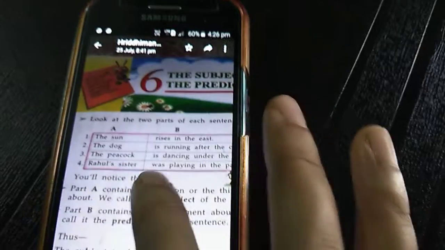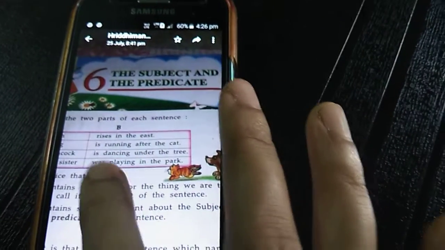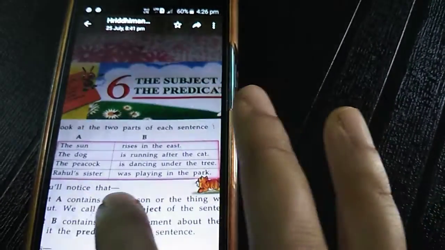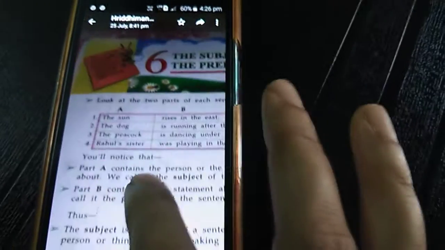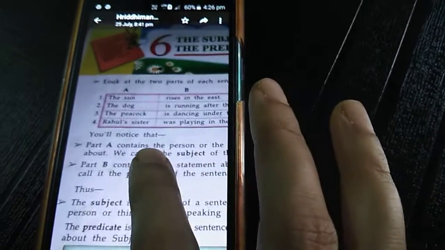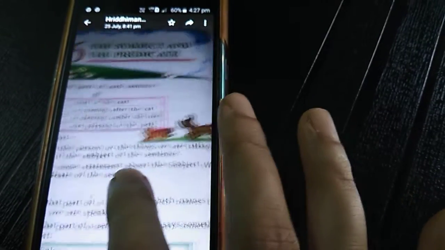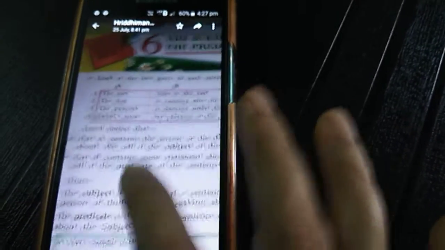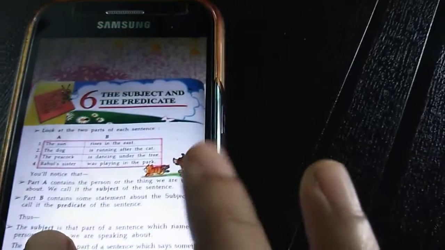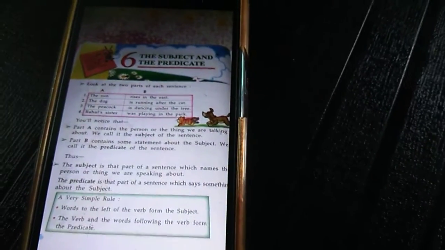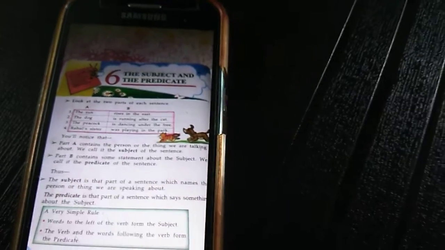Now see: the sun, part A, rises in the east. The dog is running after the cat. The peacock is dancing under the tree. Rahul's sister was playing in the park. You will notice that part A contains the person or thing we are talking about. We call it the subject.